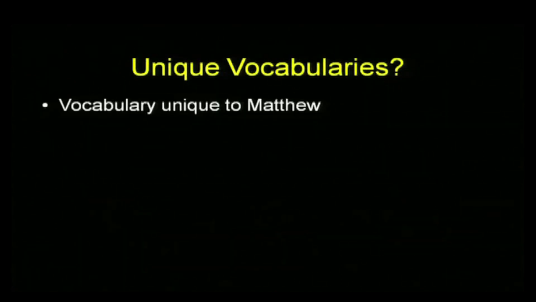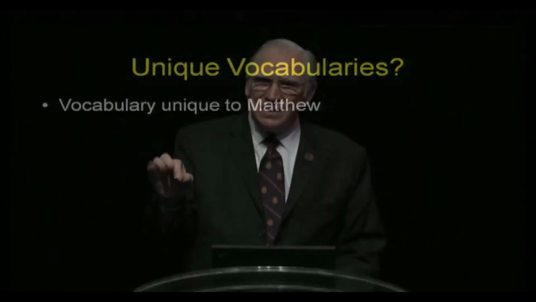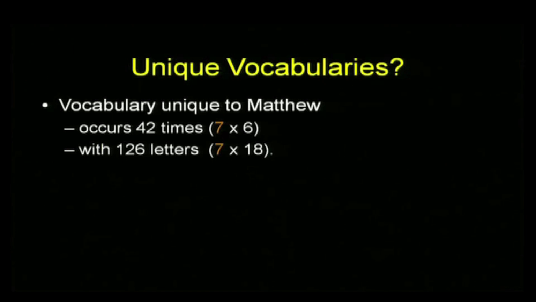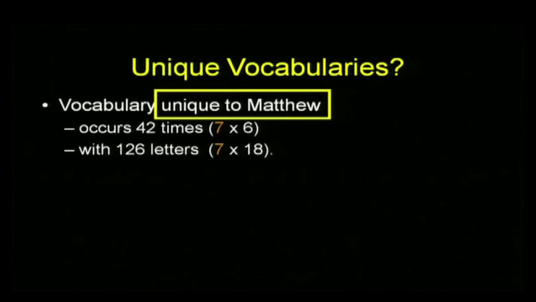But here's the one that's interesting to me. The vocabulary in the Gospel of Matthew that is unique to the Gospel of Matthew happens to be a multiple of 7. It occurs 42 times, that's 7 times 6. It has 226 letters, that's 7 times 18. And that's the only property that these words have, that they are unique to the Gospel of Matthew. And they come out precisely as a multiple of 7. You with me so far? My question is, gee, that's interesting. How could that have been organized?